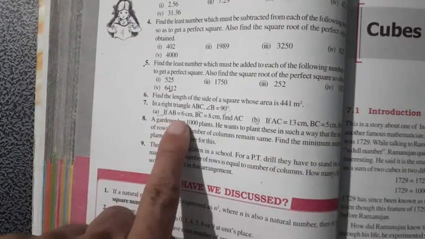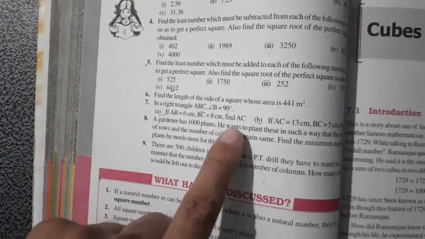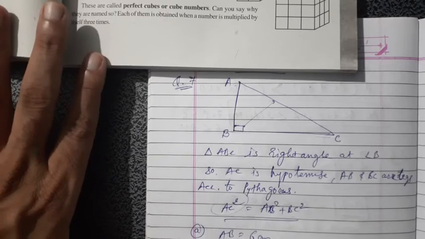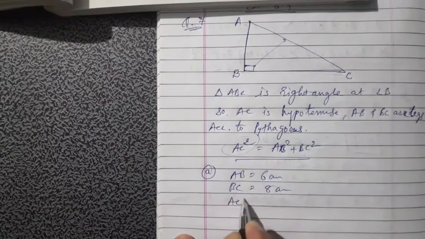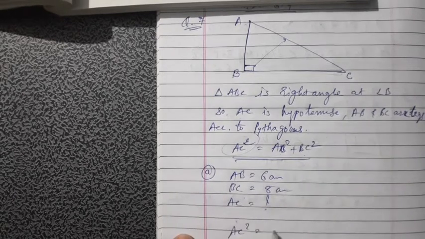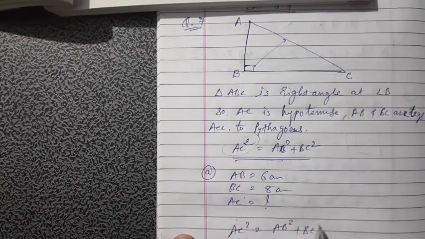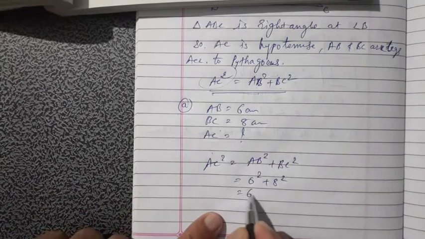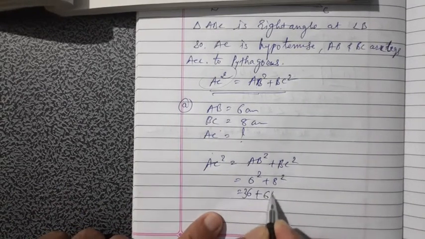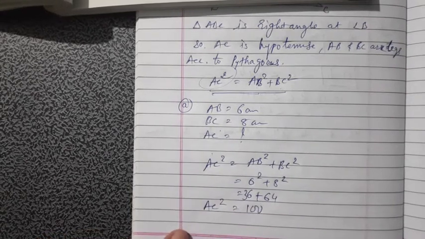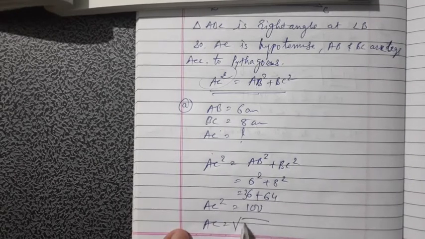Now part A, look at what is given. If AB is 6 centimeters and BC is 8 centimeters, find AC. AC equals question mark. Here we have the formula AC square equals AB square plus BC square, that means 6 square plus 8 square. 6 square is 36 plus 8 square is 64, and the sum total is 100. So AC square equals 100, that means AC equals square root of 100.